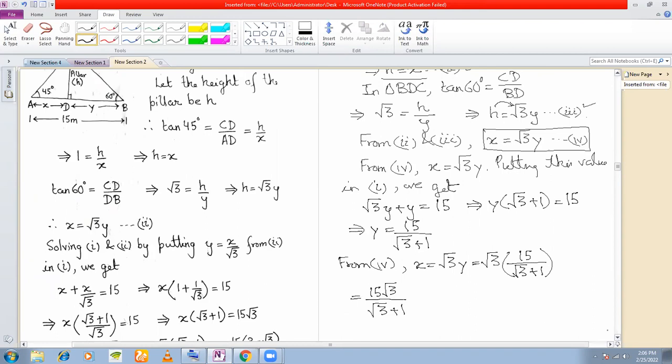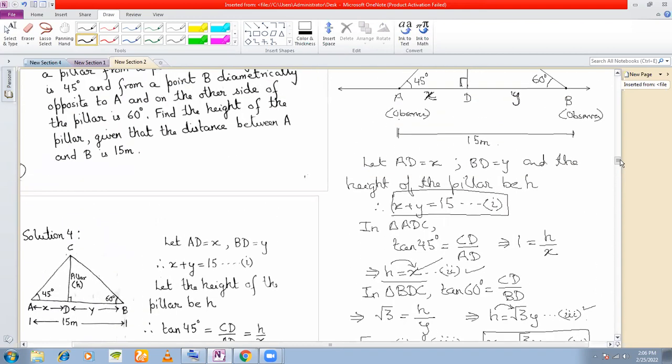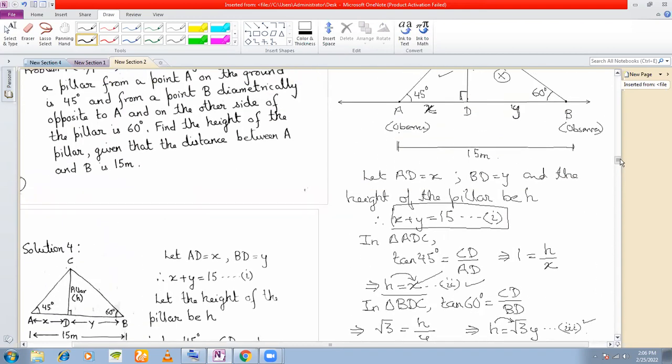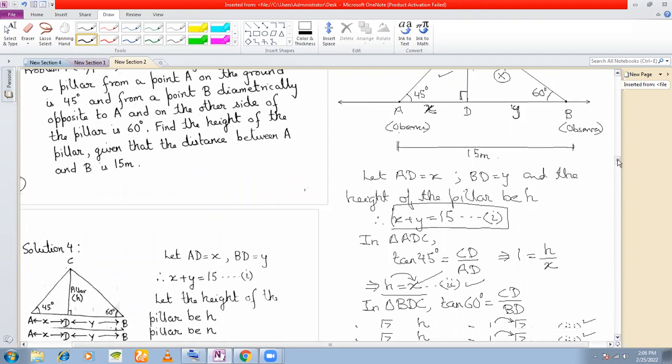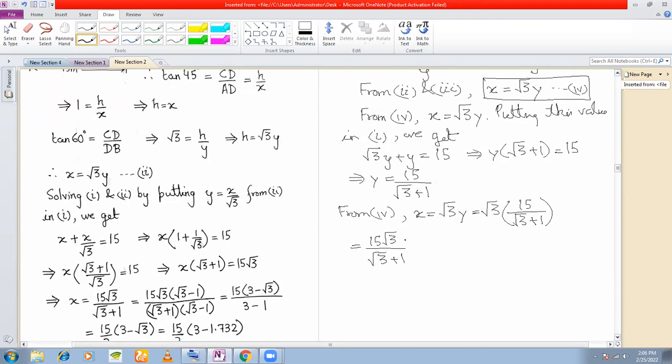Now if you see, the question states find the height of the pillar. They have not asked you to find the height of the pillar correct to 2 decimal places or correct to the nearest meter. So therefore, you have the liberty to leave the answer here. You will get full marks, right? But if the question was to find the height of the pillar correct to the nearest meter, then you will have to rationalize the denominator. Let's rationalize the denominator and finish the story of this problem.